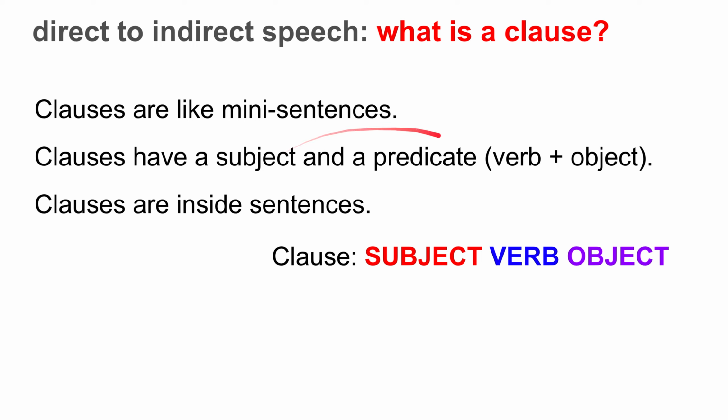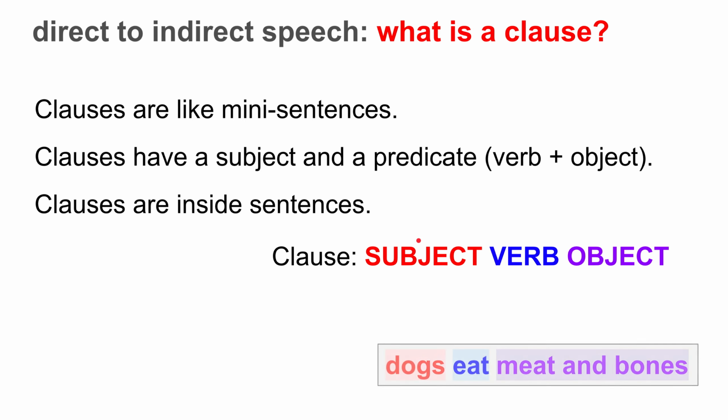They usually have a subject and a predicate, that is a verb plus an object. And like I mentioned before, they are usually occurring inside sentences. Let's look at an example of a clause. Dogs eat meat and bones. This, of course, is not a sentence. We don't have a capital D and we don't have a period. Here, the subject is dogs, the verb is eat, and the object is meat and bones.